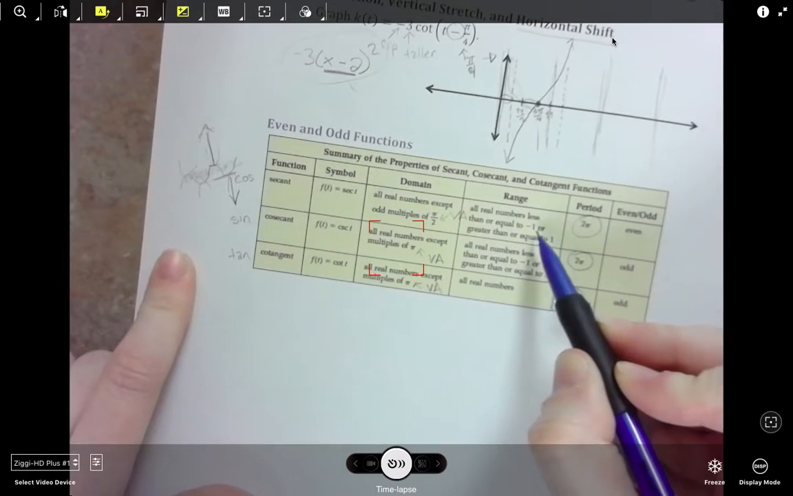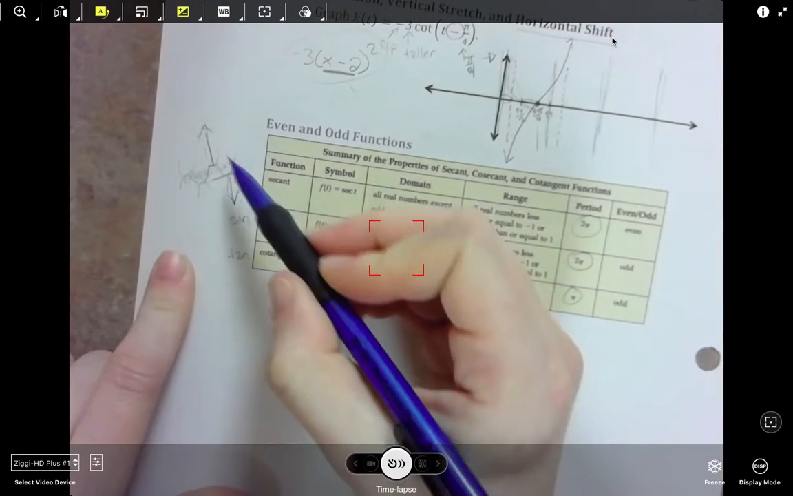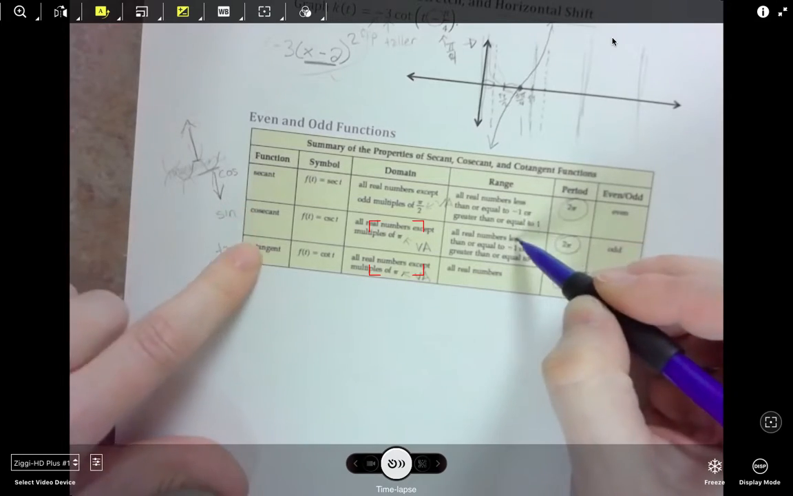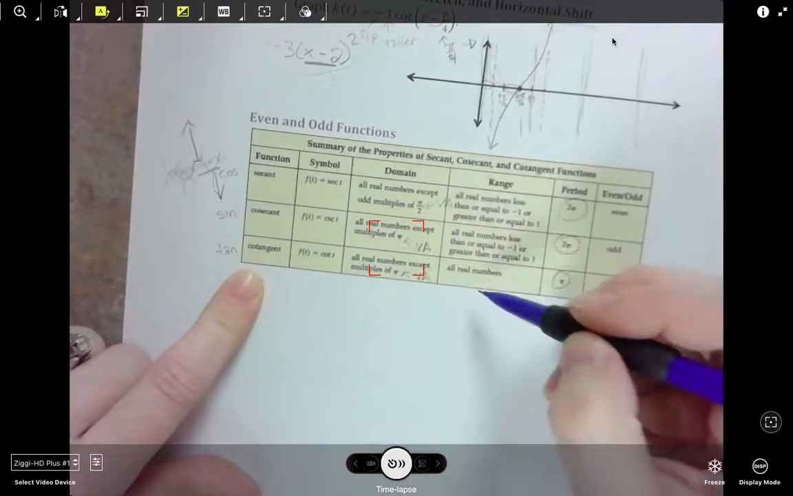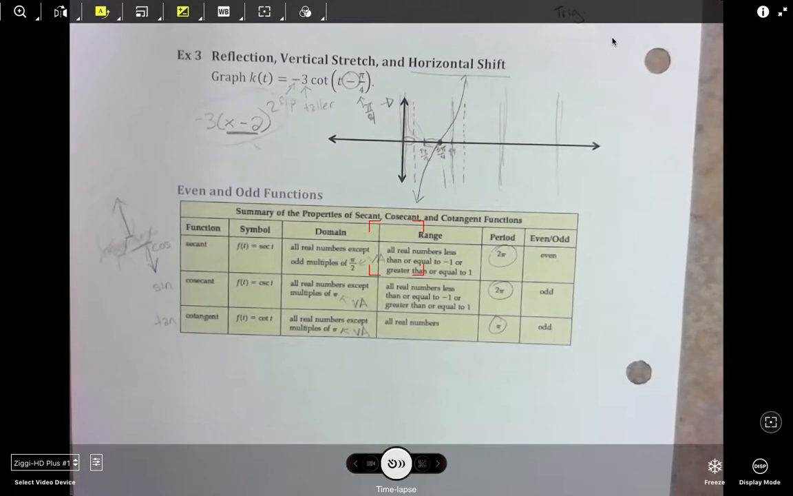So your range is going to be all the numbers less than or equal to -1 and greater than or equal to 1. So that just means it's bigger than 1, less than -1. Okay, that's the same for both secant and cosecant. And then cotangent is all real numbers because it goes up and down forever and ever and ever. Okay, so just kind of a summary of all 3 of those graphs. All right.